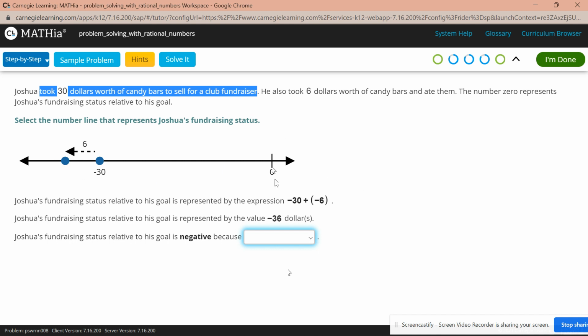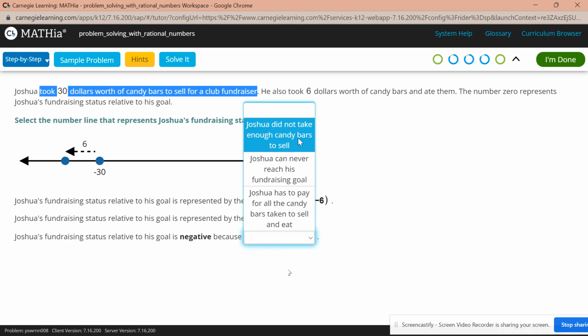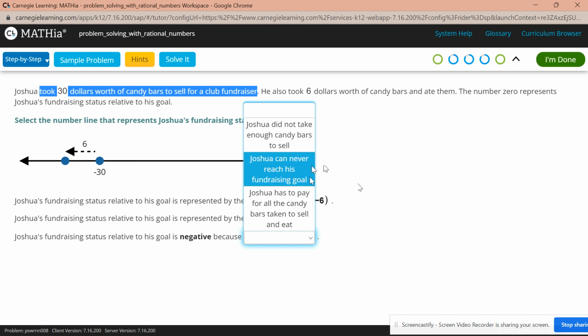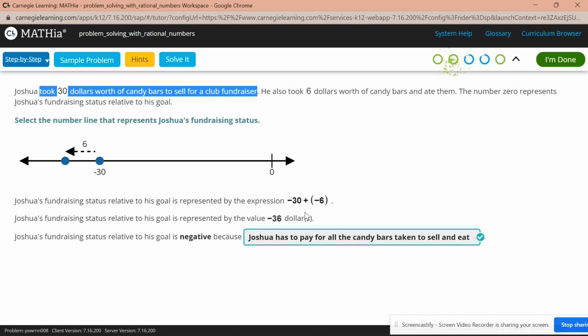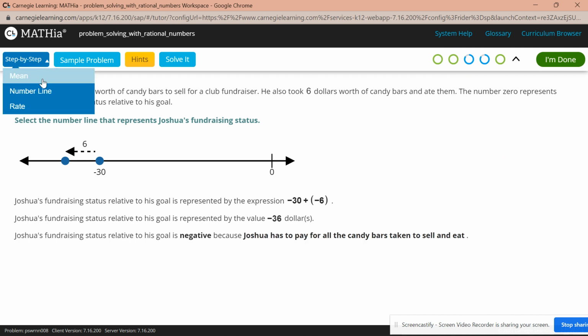But he did lose money, right? So it's negative because Joshua did not take enough candy bars to sell. We don't know that. Joshua can never reach his fundraising goal. That's a bit extreme. Joshua has to pay for all the candy taken and to sell and to eat. Absolutely. So that is it. Okay, I'm going to stop with this one. I'm going to make you a different video because I still want to give you something for the mean and the rate. I hope this helps.